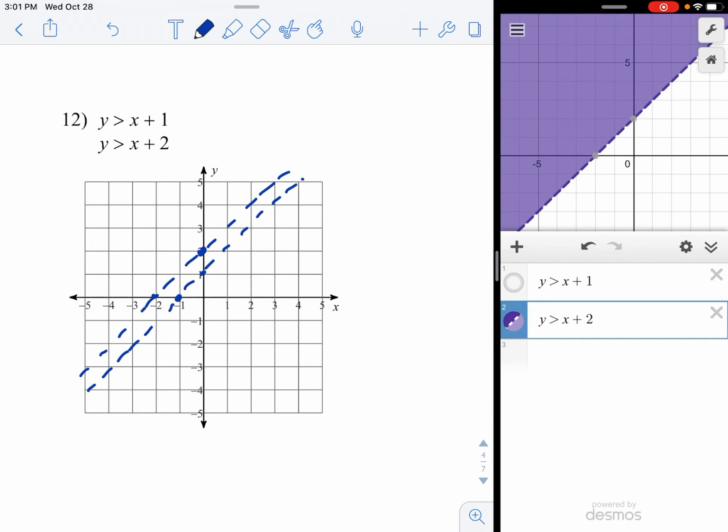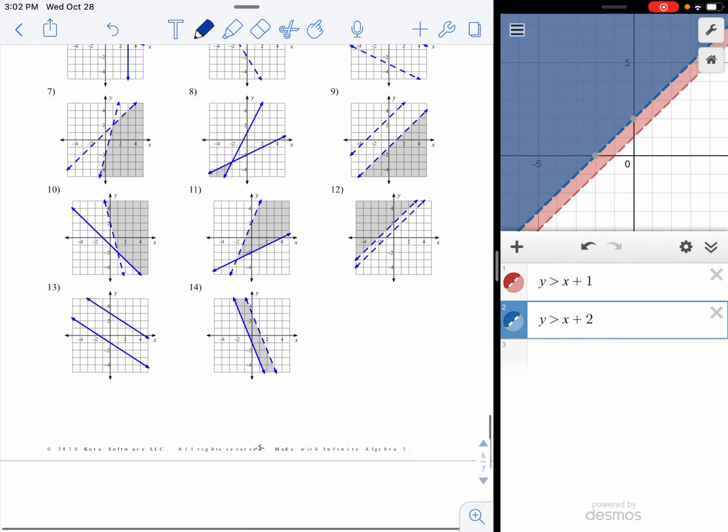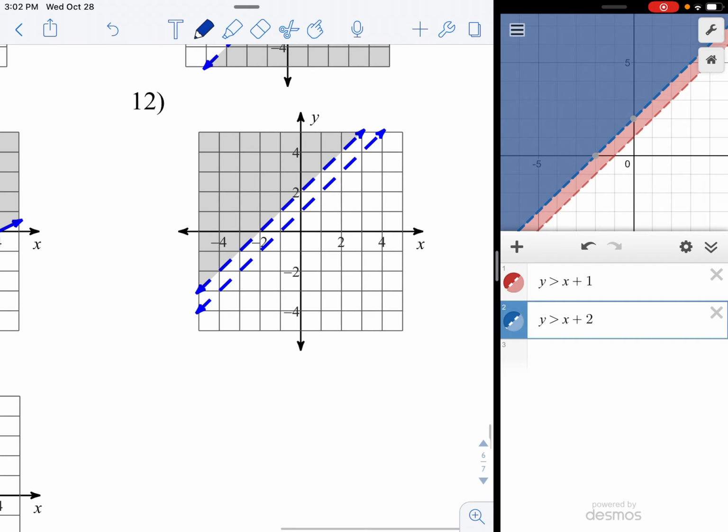One thing you can do if it helps is change the color. So there, change that to blue and red and turn them off and on, and you can see where they both get shaded, and that's up here. So this is the only part that gets shaded. In between the graph and here is not shaded because they don't overlap there. So let's check number 12, and there you see just that upper region up here is what gets shaded, not in between.